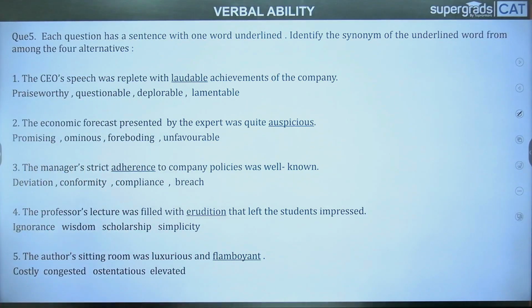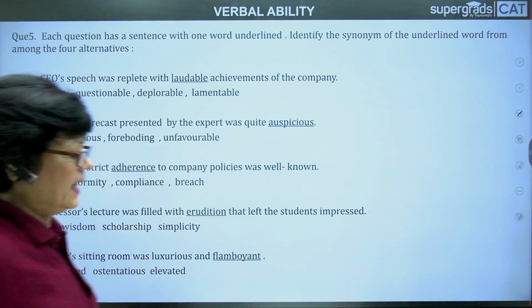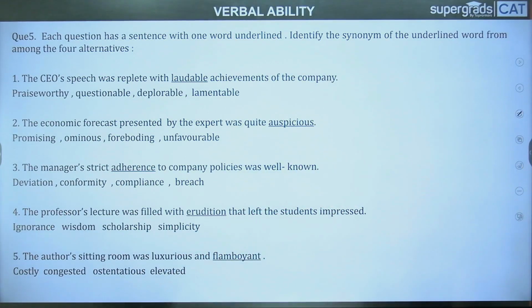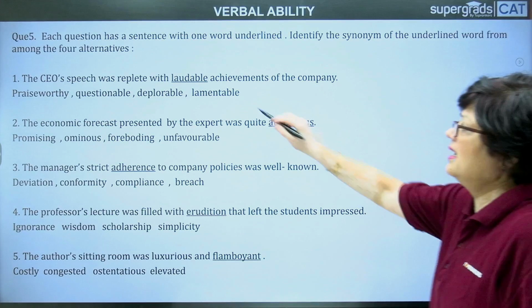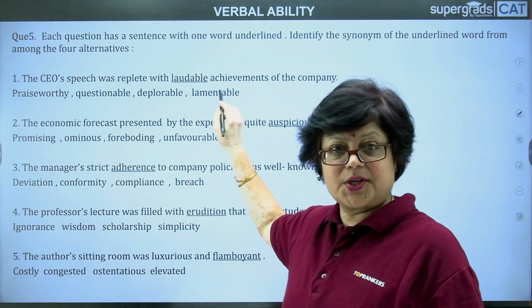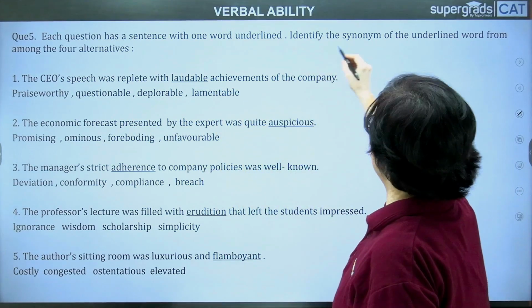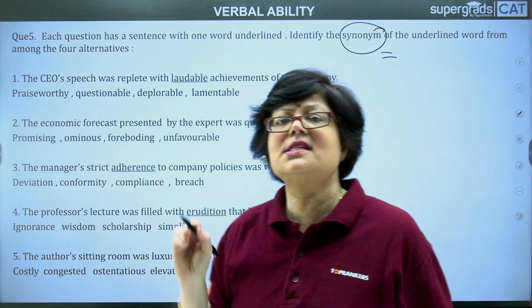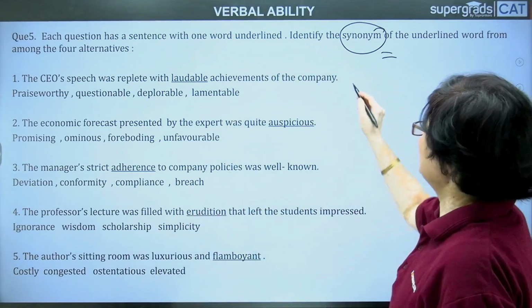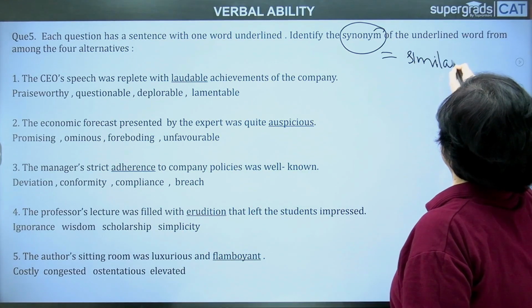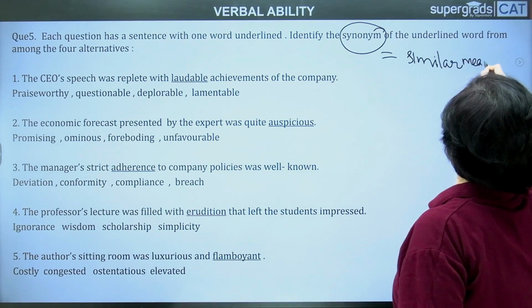Let us look at this other question in which you find that in the given sentence, there is a word which has been underlined. Okay, and for this underlined word, there are four options given. And what you have to do, you have to identify the synonym. Synonym means a word with similar meaning. This word has a similar meaning.